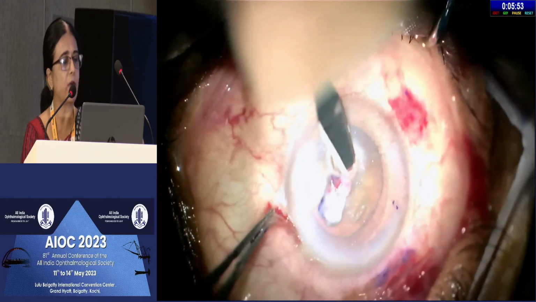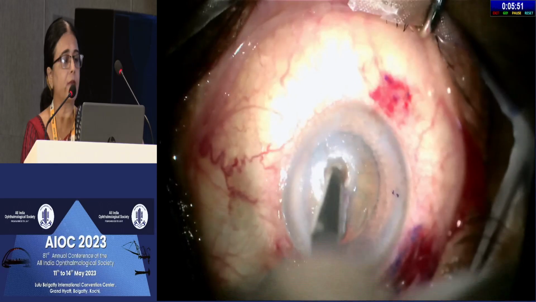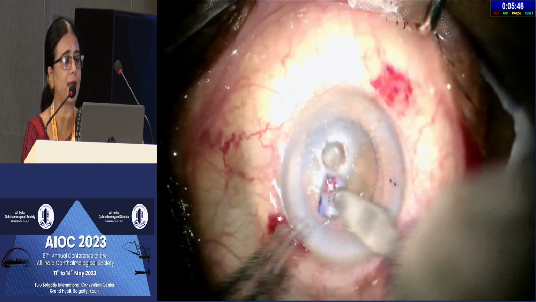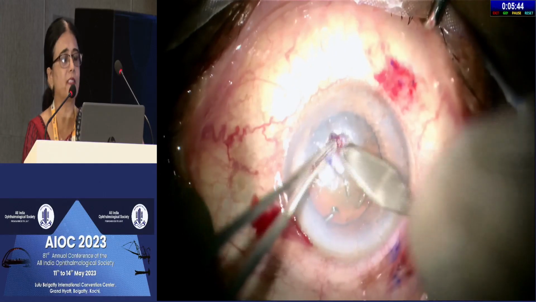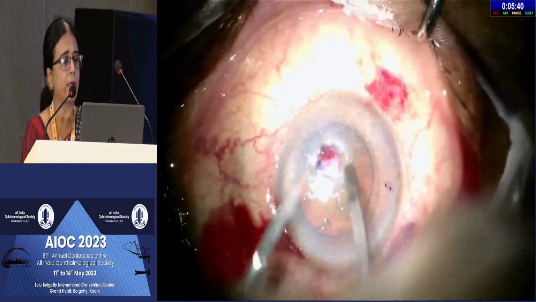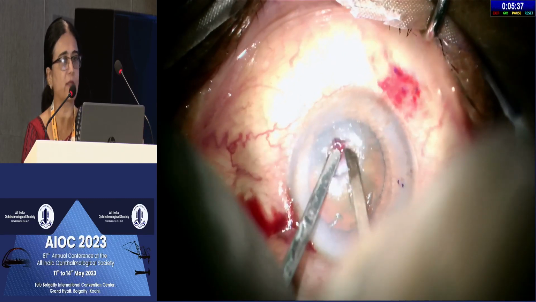So these side pockets are created, and we put the Tenon's patch graft over this site and tuck in the margins of the Tenon's patch graft into the surrounding side pockets which we have created. With the help of the fibrin glue, this Tenon's patch graft remains well in place.